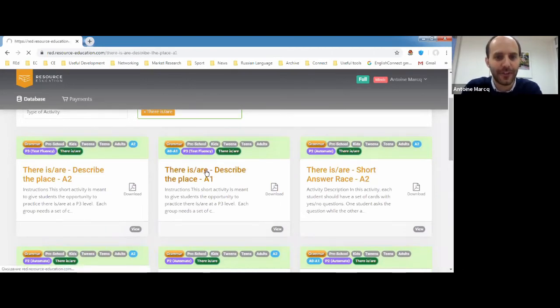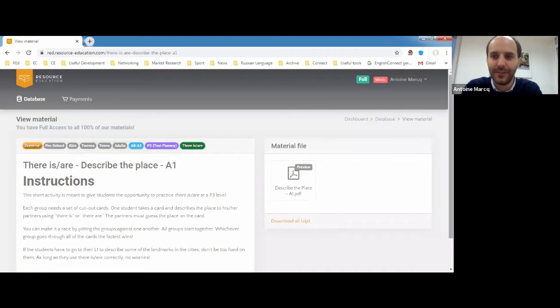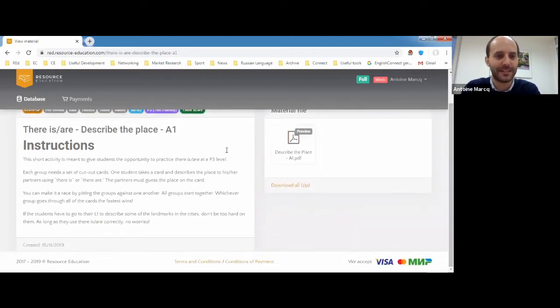So here we have a P3 activity that's simply called describe the place. This short activity is meant to give students the opportunity to practice there is, there are at a P3 level. So each group needs a set of cutout cards, and one student takes a card and describes the place to his or her partner using there is, there are. The partners must guess the place on the card. You can make it into a race easily between groups, between individuals.